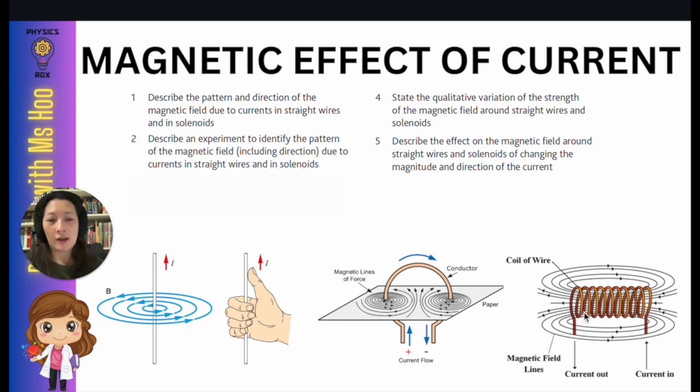And in a solenoid, which is essentially an electromagnetic coil like this, you'll get magnetic fields around the solenoid looking like this, pretty much identical to the bar magnet.